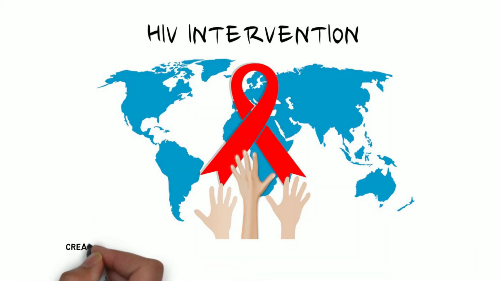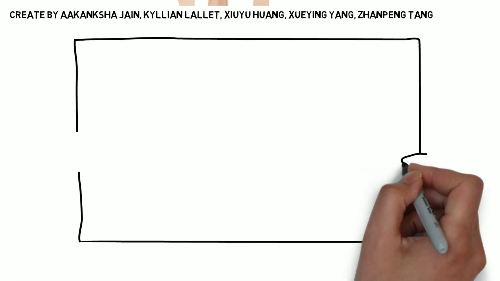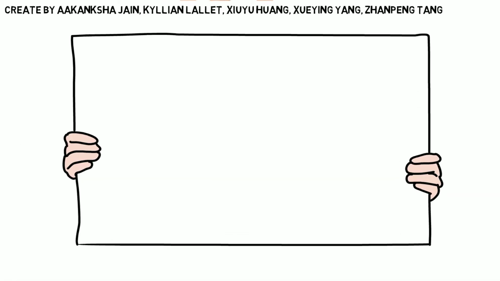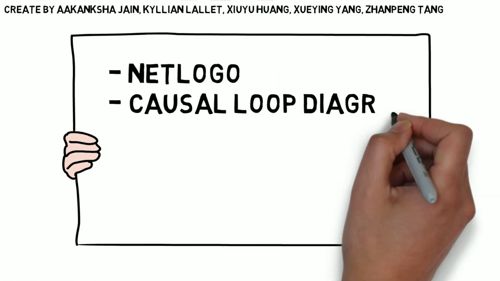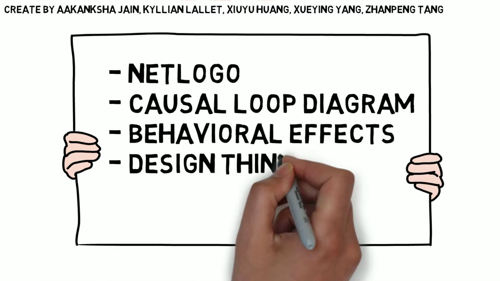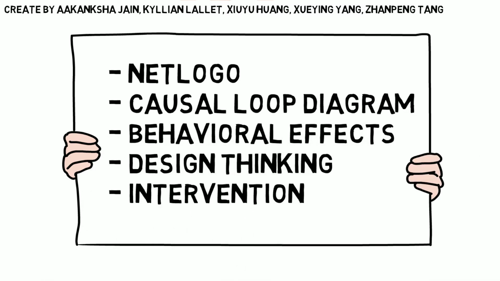In this short video, we will analyze the HIV complex system by using systematic approaches, including NetLogo, causal loop diagram, behavioral effects, and design thinking. Moreover, an intervention will be introduced based on the analysis results.